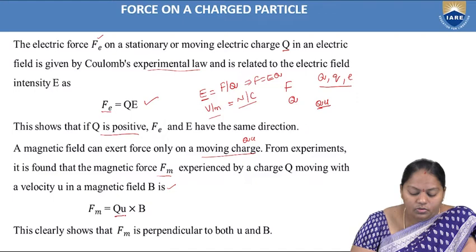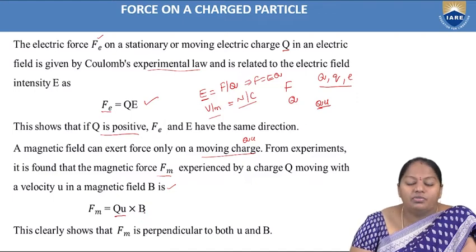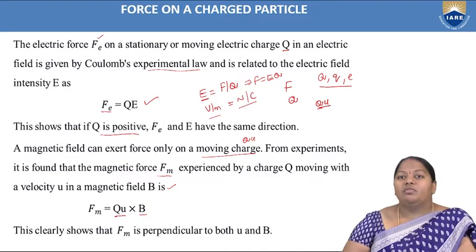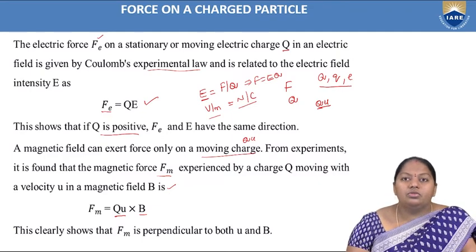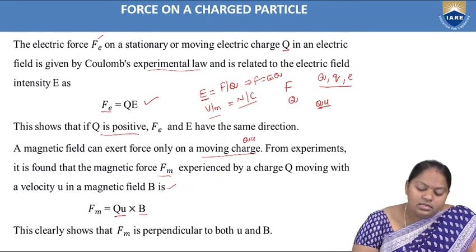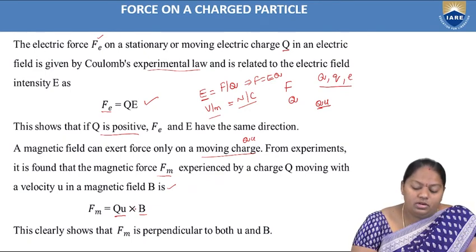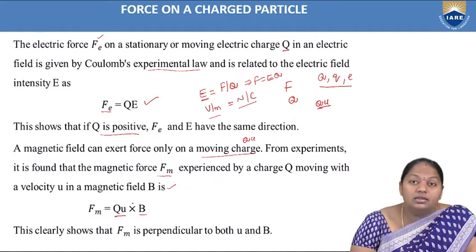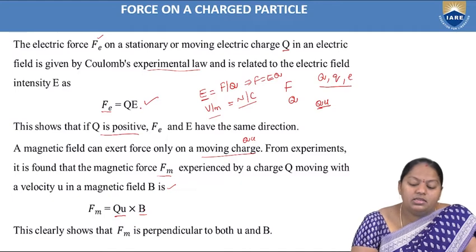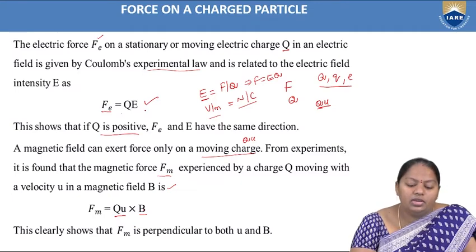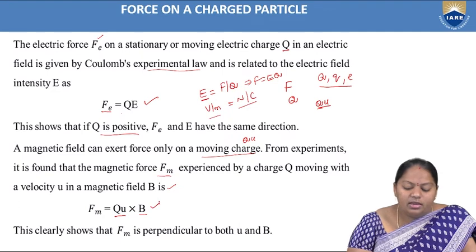Fm equal to Q into U cross B, where B is the magnetic flux density. This is not directly considered as multiplication; it is the cross product of U with the magnetic field B. Cross means a rotational way in which we consider different vectors. So the electric force is given by Fe equal to Q into E, and the magnetic force is given by Fm equal to Q U cross B.